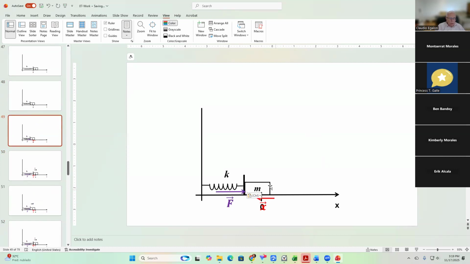Let's see here. I have to move this a little bit more to the left. Here you go. Okay. The red vector is the displacement vector. This violet vector is the force vector. Okay.